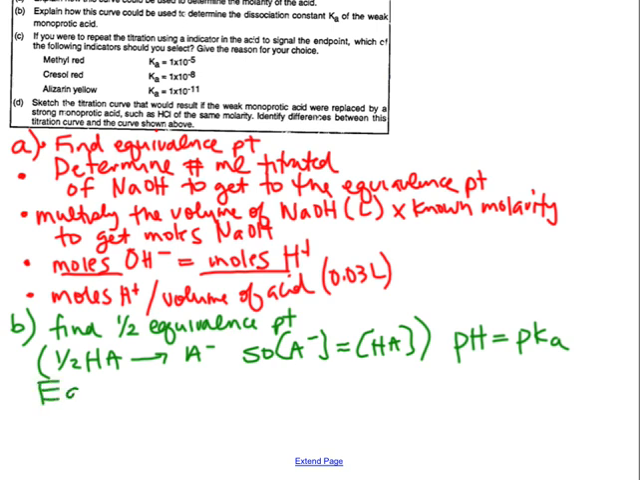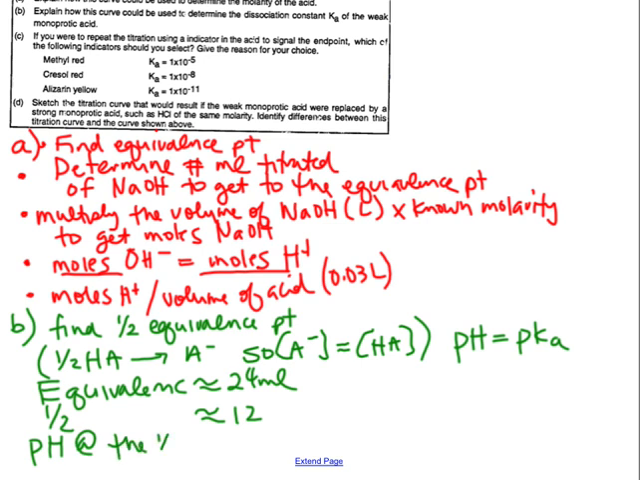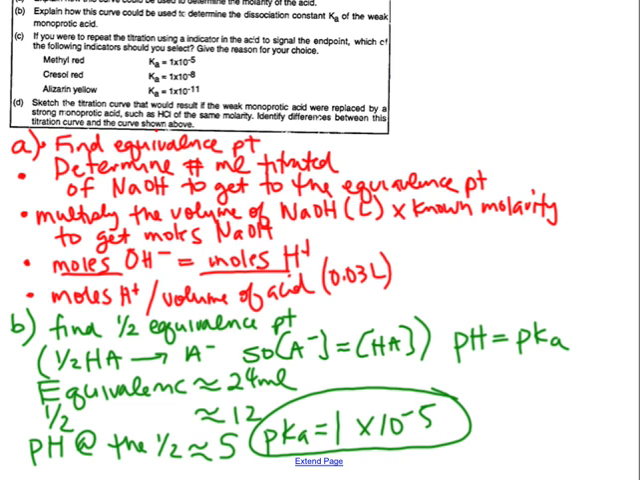If the equivalence point, and again you can look back up at the graph, is approximately 24 mL, we know the half is approximately 12. The pH at the half equivalence point is about 5. So if that's the pH, we then know that the pKa of the acid would be 1 times 10 to the negative fifth. Not the pKa, excuse me. The pH is equal to the pKa. So then the Ka would be that. We know that the pH is equal to the pKa, which is equal to 5.